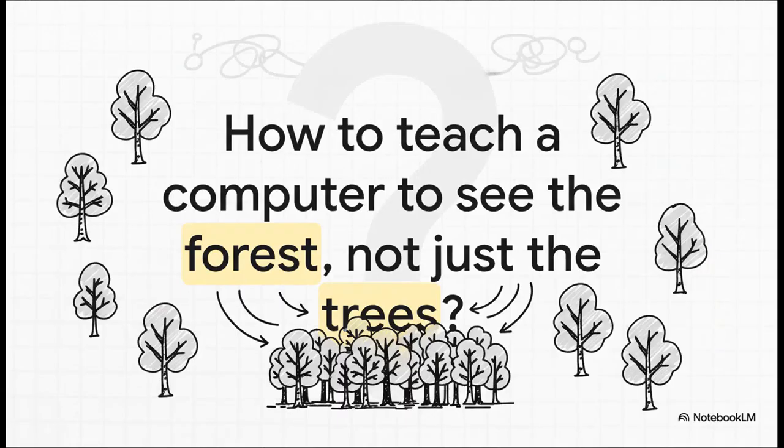Right, this question gets to the absolute heart of a massive challenge in AI. For so long, our best models were amazing at identifying the individual trees, a car, a person, a cat, but they were kind of blind to the forest, how all those things actually fit together. And cracking that problem, well, that led to the breakthrough we're talking about today.